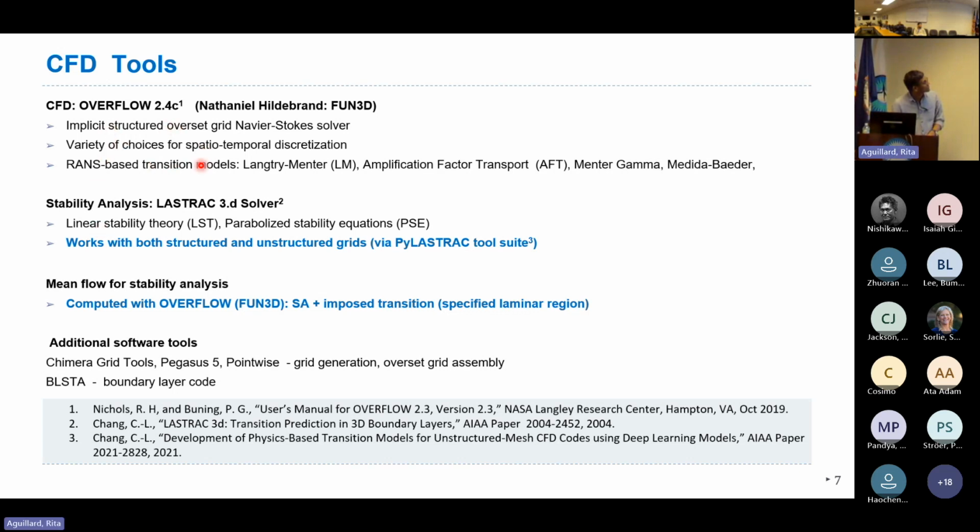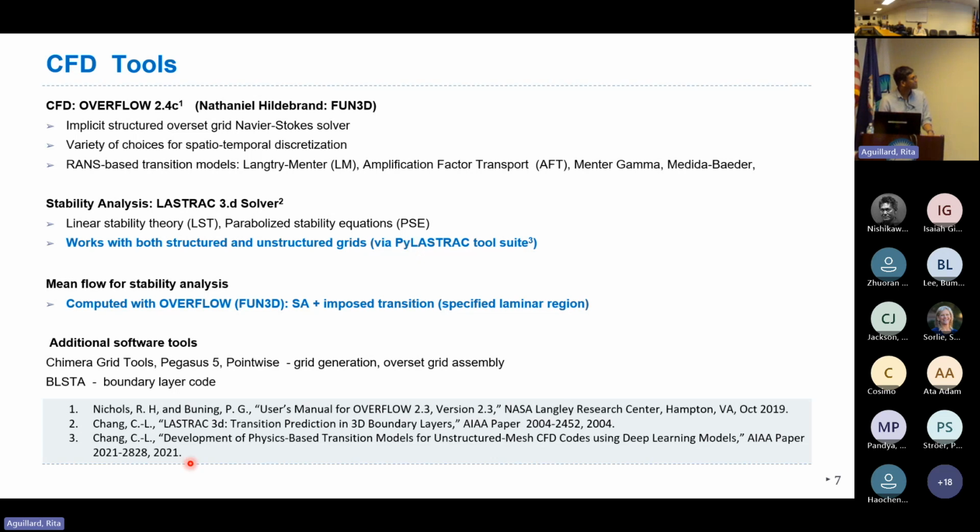So OVERFLOW is a traditional overset grid-based Navier-Stokes solver with a lot of options for spatio-temporal discretization. I'll get into what transition models are there in these tools later. For the stability analysis, we are using the LASTRAC 3D solver. It has both LST, the linear stability theory, and PSE, the parabolic stability equation approach. And currently with LASTRAC, we now have the capability to work with both structured and unstructured grids through this new tool suite called PyLASTRAC. It's a Python-based tool suite, which we use to automate the process and bring simplicity to the whole stability analysis.